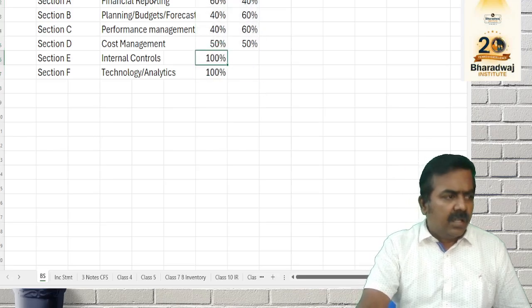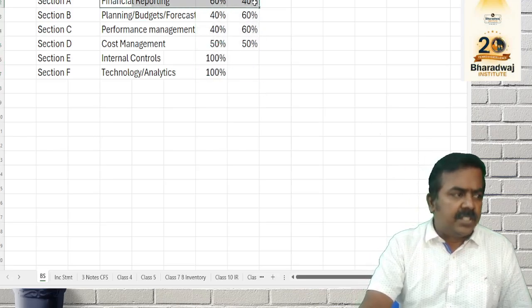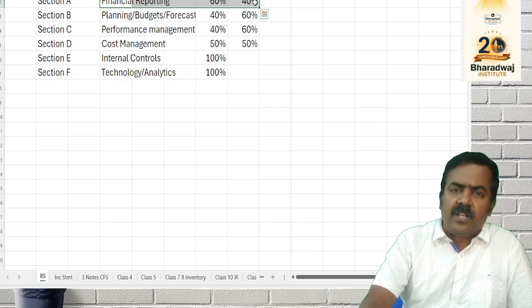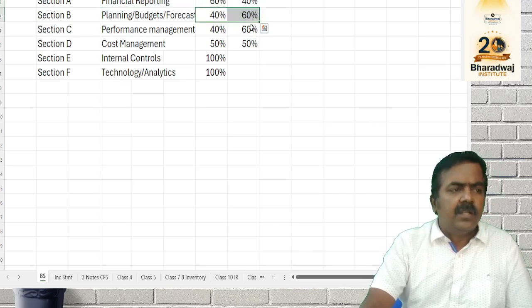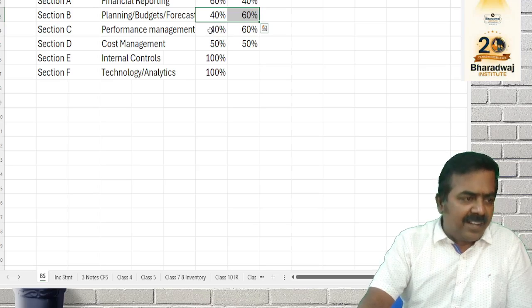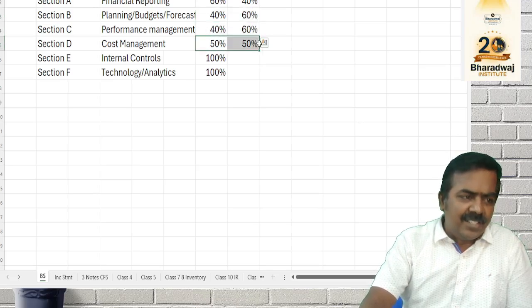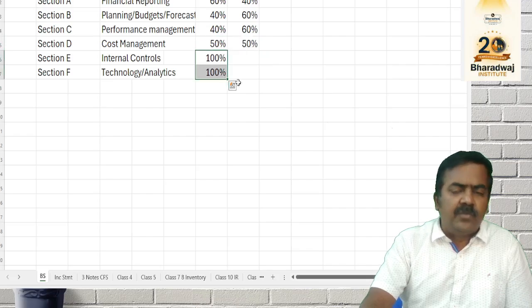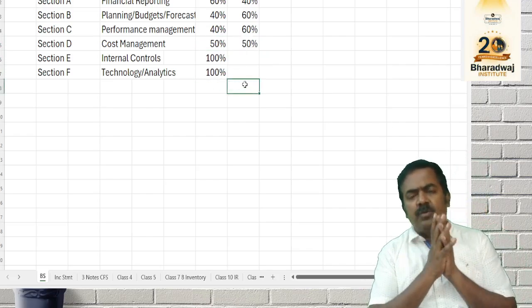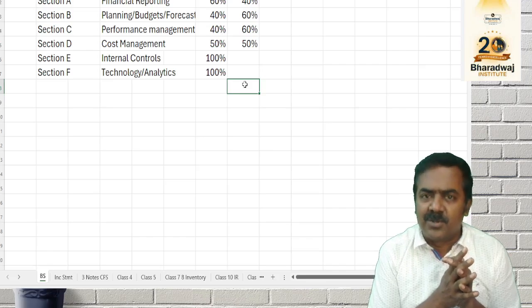If you look at theory versus practical, Section A will have 60% theory, 40% practical. B, 40% theory, 60% practical. C also like that. Section D, 50-50. E and F, it will be 100%. So by this time, you should have come to a conclusion.